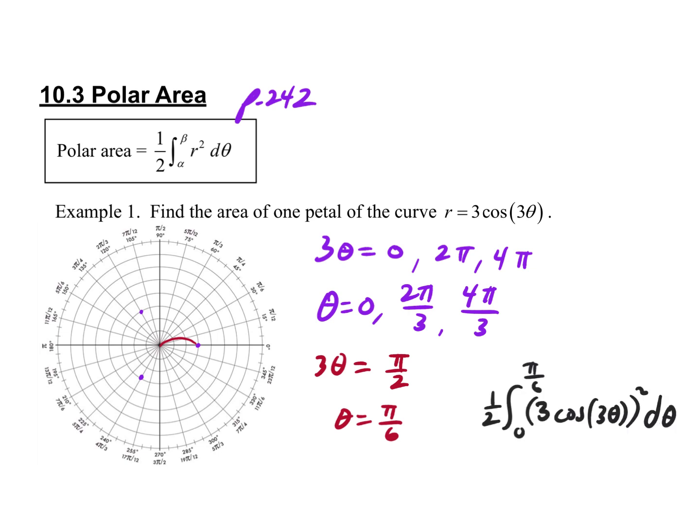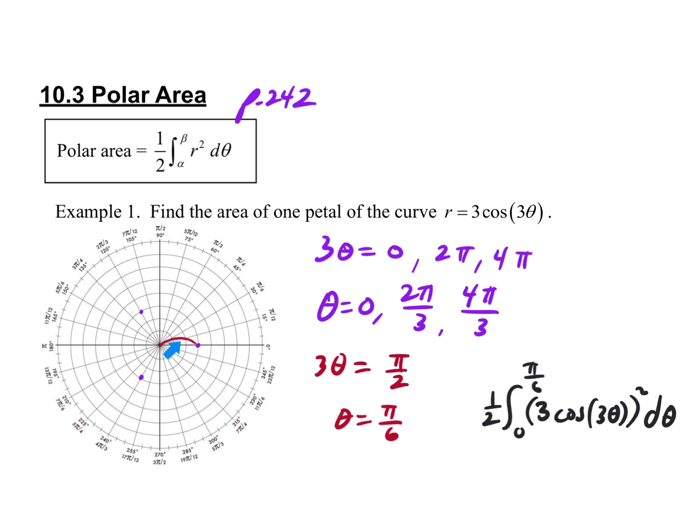And oftentimes, and we'll get to some of that volume stuff later, they'll ask you just to set it up and not actually figure it out. But in this case, we're going to actually figure it out. So my 1/2 from the formula, my 0 for my lower limit, my alpha, my pi over 6 is my beta, because that's when it comes back to 0, and then I just take my r and I plug it in. Now, this is only the area under this curve right here and the x-axis.